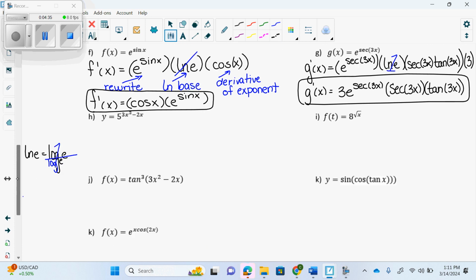So is h different? It's only different in that the numerical base is a 5 instead of an e, but is it still a numerical base to a variable exponent? Yes. So we have a numerical base to a variable exponent. Our derivative says to rewrite it. Ln the base, so ln of 5. Does that go away this time? No, ln of 5 is a decimal. We don't want the decimal. We just write ln 5. And then we follow behind with the derivative of the exponent. What's the derivative of 3x squared minus 2x?